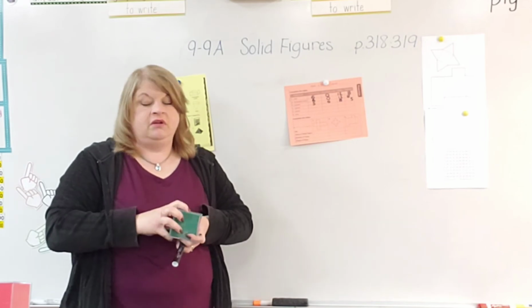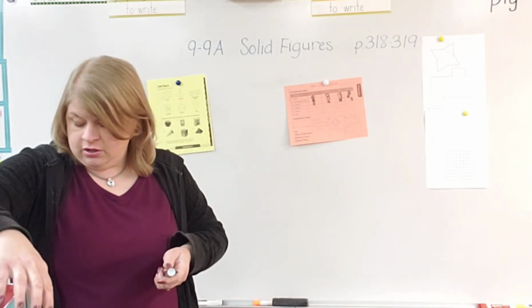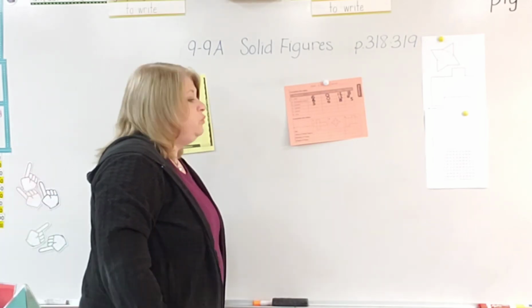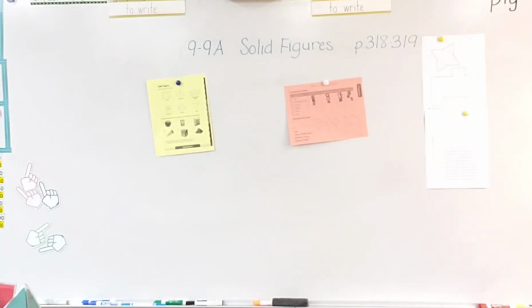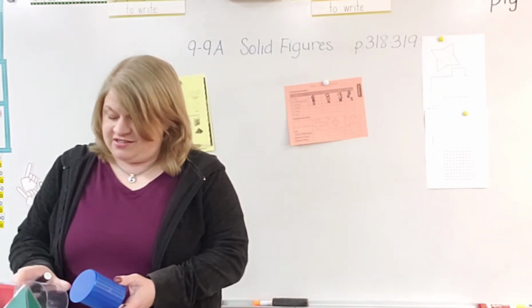All right, let's keep going. What do we have next? Ooh, a cylinder. My can of blue beans? I don't know. Let's check out the net on this one.